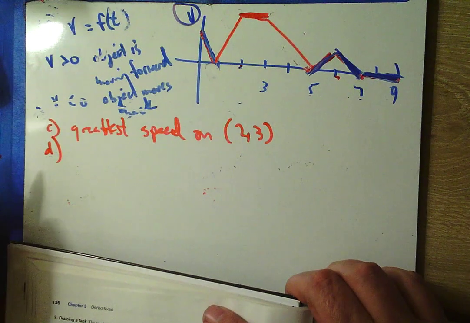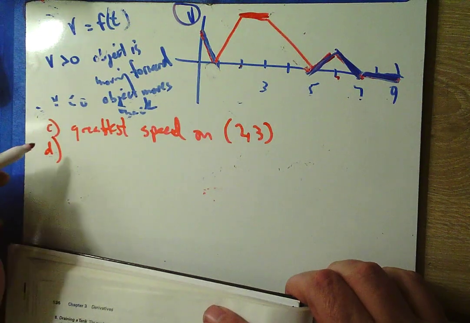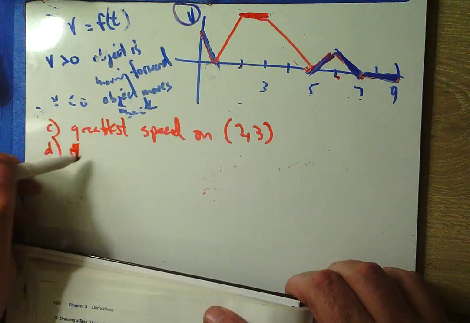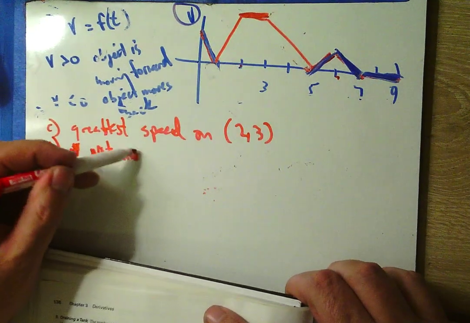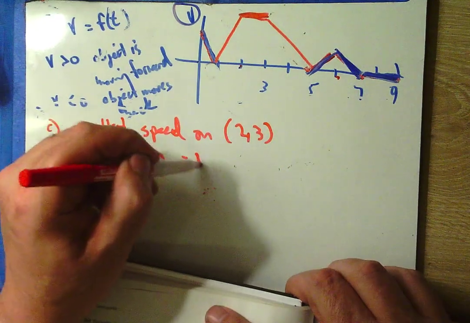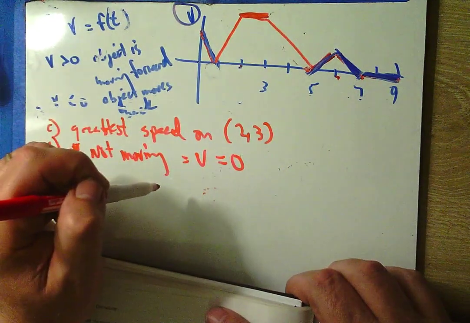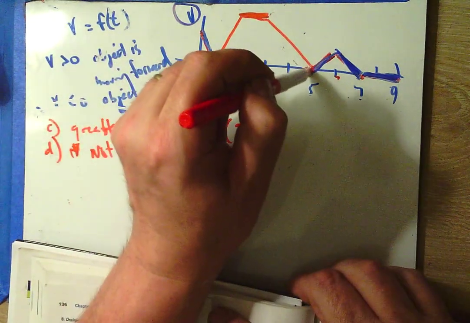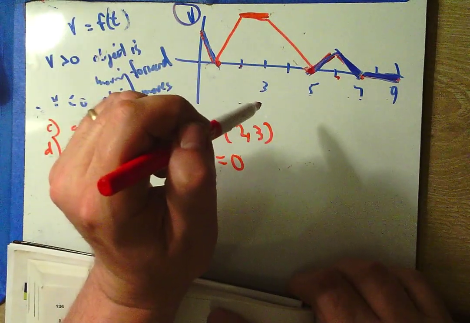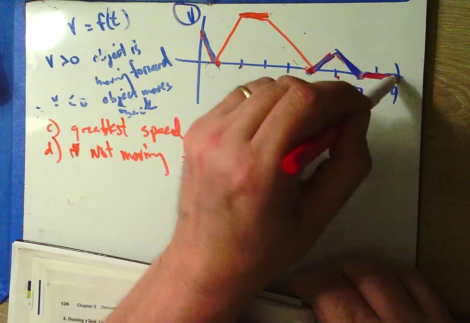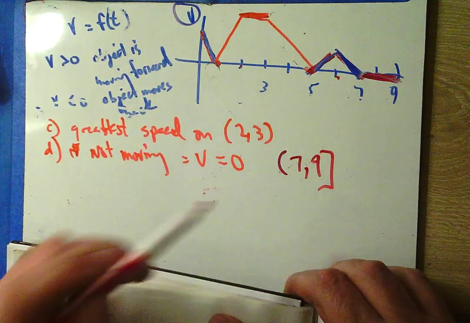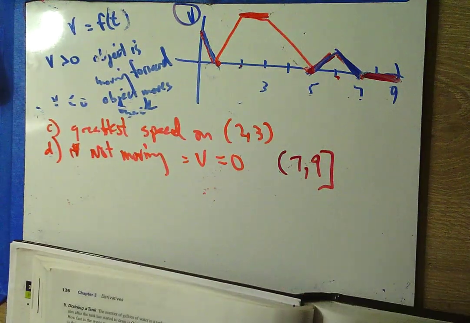All right, when does the particle stand still for more than an instant? Stand still means V means not moving. Means V equals 0. V equals 0. Up, but that's just at an instant. Here, though, from 7 to 9, velocity remains 0. Okay? So there's number 9.